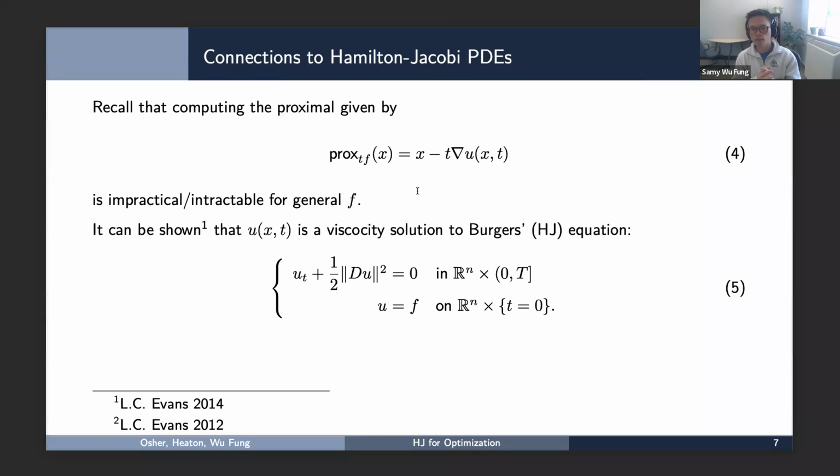The first observation is as follows. It turns out that this u, the Moreau envelope for t, is a viscosity solution to Burgers' Hamilton-Jacobi equation. So what does this mean?